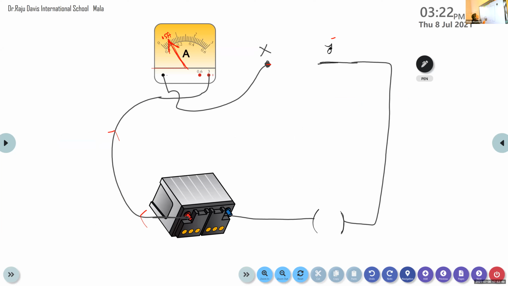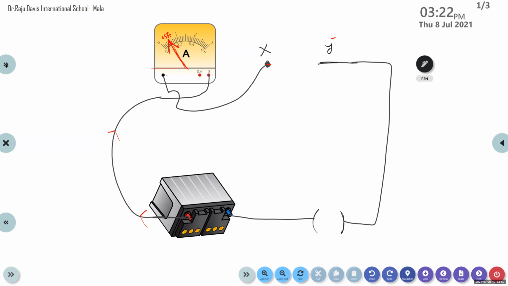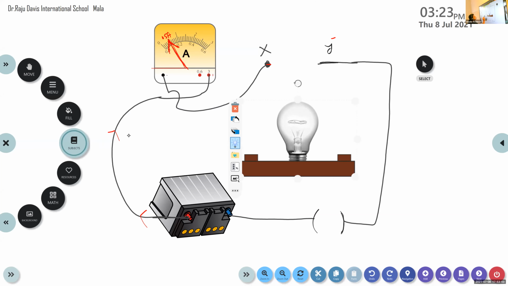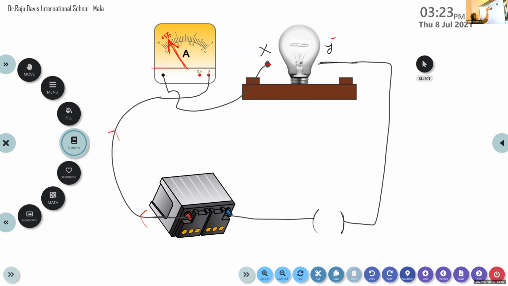And here we connect the second component. What is the second component? The 10 watt bulb. So here I connect the 10 watt bulb.